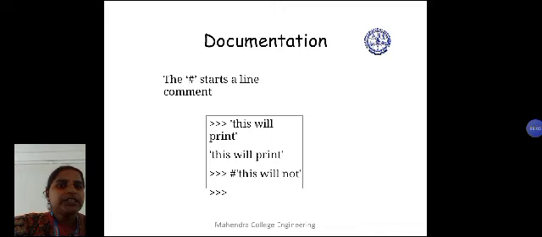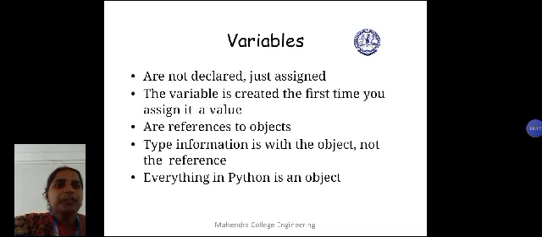Next one is documentation. It starts with the hash symbol. The hash starts a line of comment. See the example: 'this will print' in single quotes, then hash, 'this will not'. So this is the documentation.